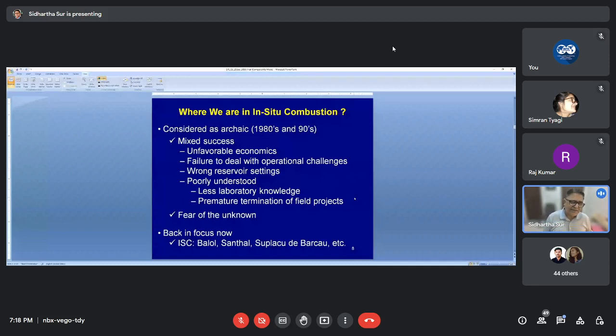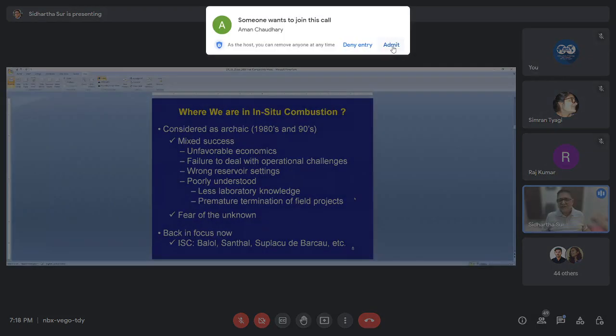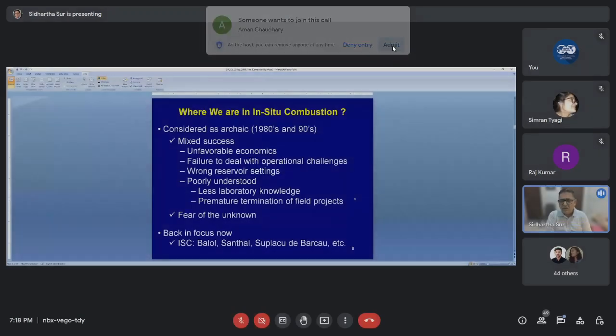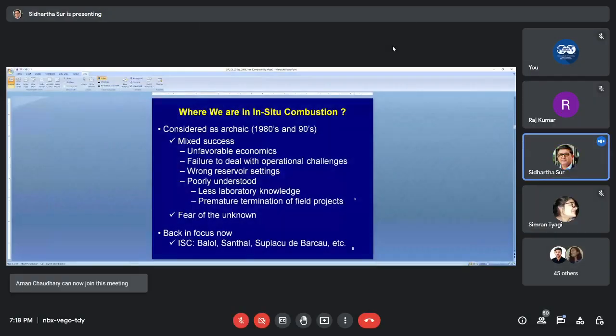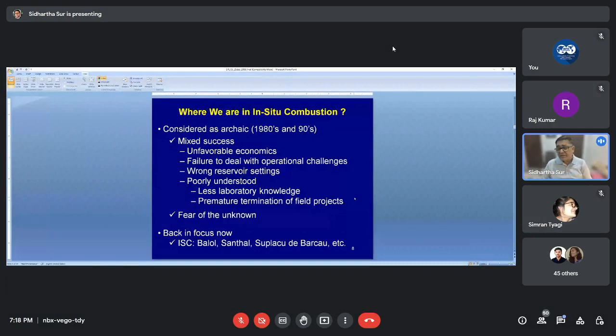They felt that this is good for nothing, like Jack Nicholson in that movie, As Good as It Gets. It's archaic, it's good for nothing. A negative, disaster mentality was created about this process. But why was there mixed success in the fields? Because economics changed in between. In the 1990s and 2000s, sometimes oil price went up, sometimes it came down.